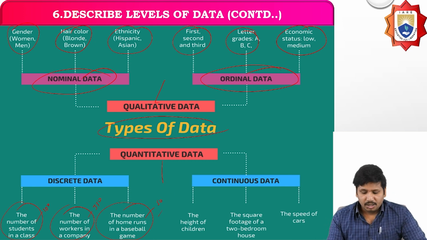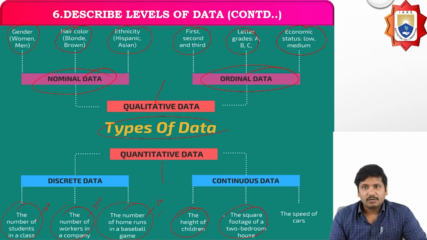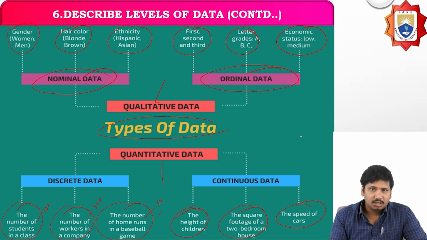And the next one is continuous data. Continuous data means height of the children, square footage of a two bedroom flat, and speed of the car, where the data continuously changes with respect to time. That should be considered continuous data. For the height of the children, in one month I can consider it as 50 centimeters, in the second month it should be 2 feet, the third month 3 feet, and the fourth month 4 feet, where the data is taken continuously, right?